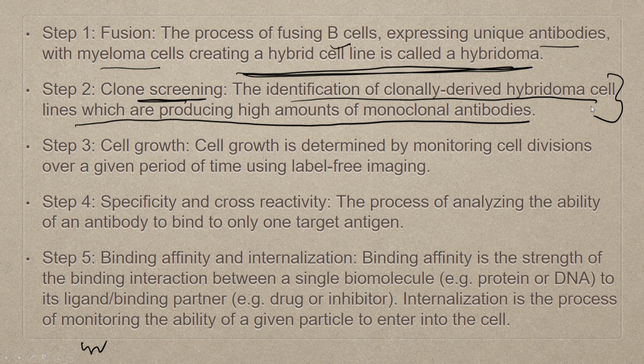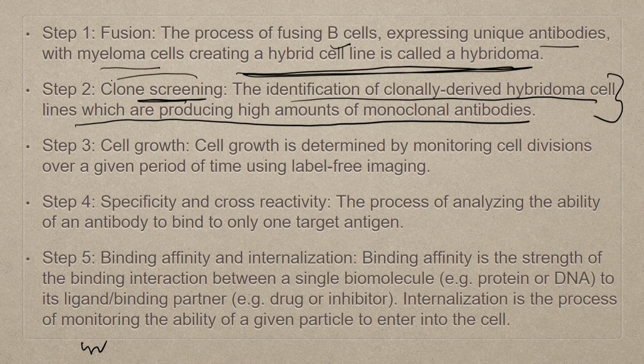Remember, why is this clone selection important? It is not necessarily true that all the splenic cells or B cells which are produced will have the equal propensity of producing monoclonal antibodies. Some of them will produce more, some of them will produce less. So, for higher productivity, we will have to pick up the ones which produce more monoclonal antibodies, and that is why this particular step 2, clone screening and selection, is of extreme importance.